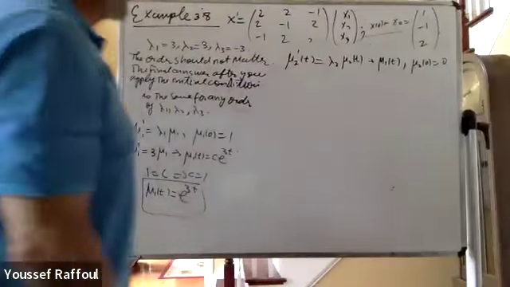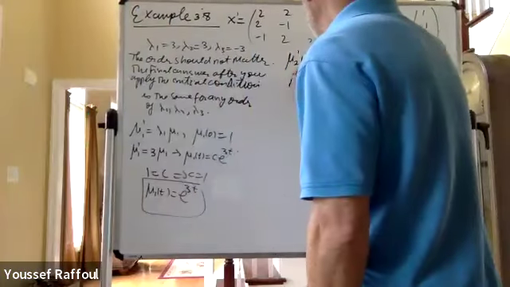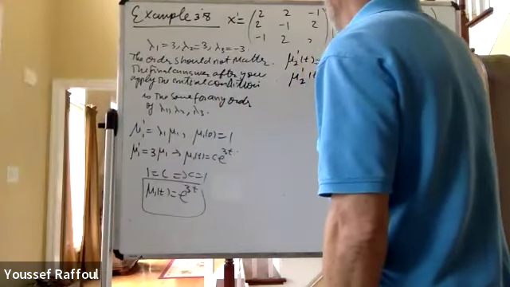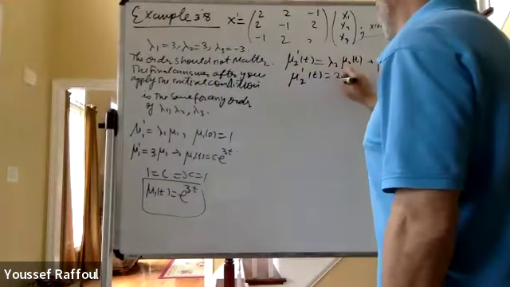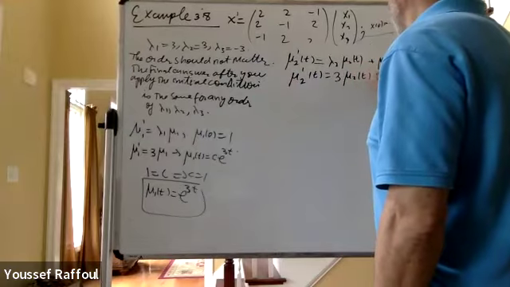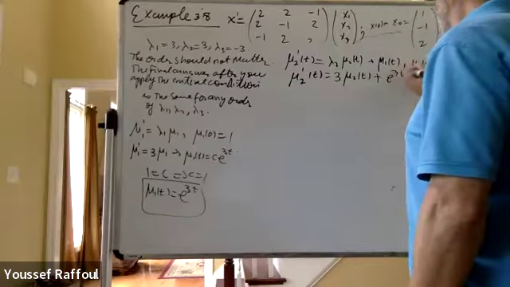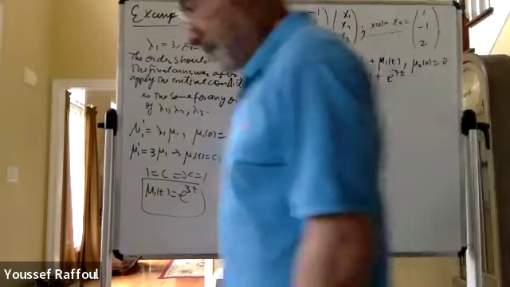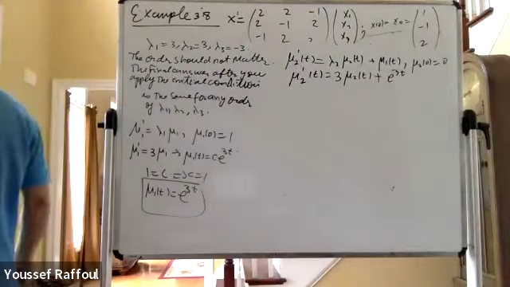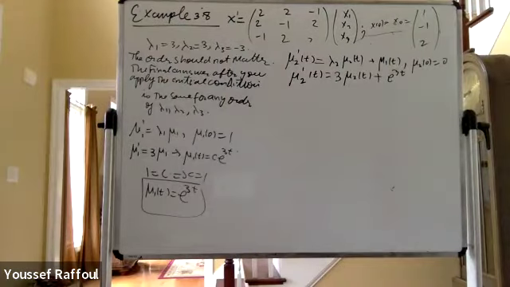All right. Now, what is mu1? So this is mu2 prime of t equal 3 mu2 of t plus e to the 3t. Okay? Go ahead, take a minute, see how you will solve this problem. I'm going to give you a few minutes.